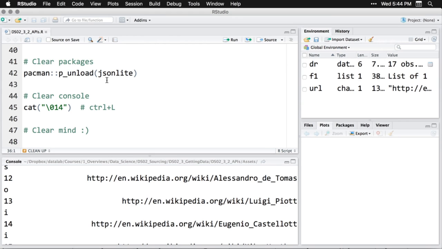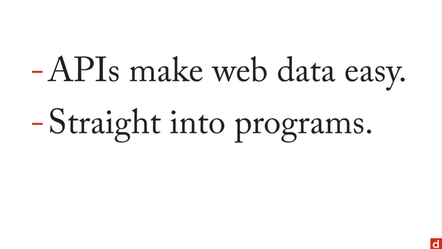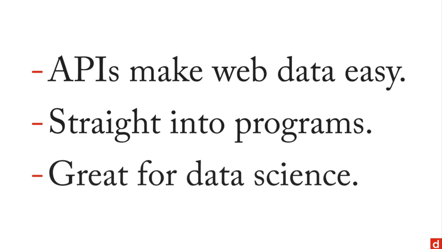And let's sum up what we've learned from all of this. First off, APIs make it really easy to work with web data. They structure it, they call it for you, and then they feed it straight into the programs for you to analyze. And they're one of the best ways of getting data and getting started in data science.